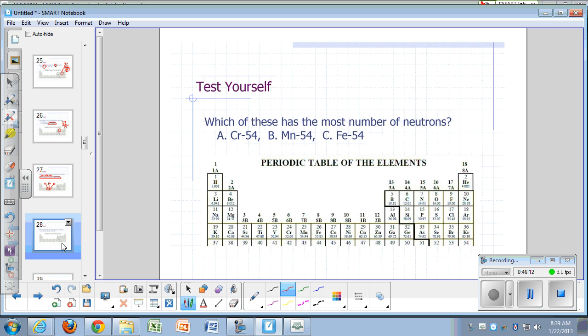Okay, this time, which one has the most number of neutrons? Chromium-54. So chromium has an atomic number of 24. Is it manganese-54? Or is it iron-54? Here's iron and there's manganese right there.